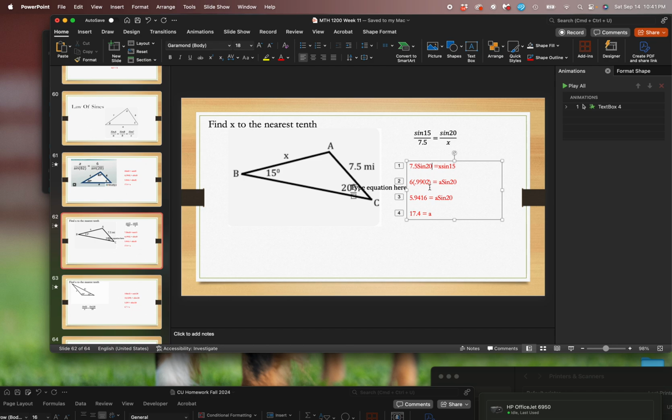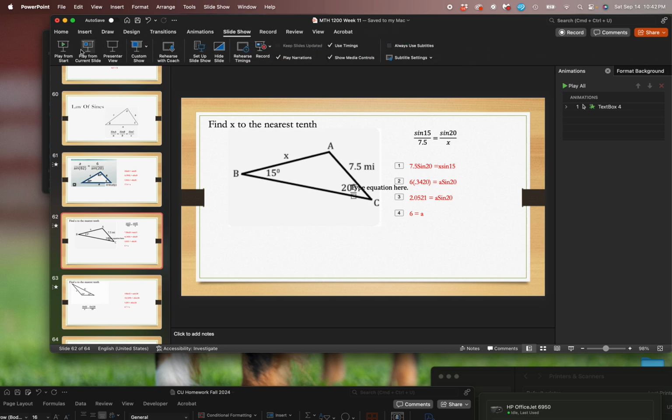So let me look up the sine of 20. 0.3420. And then when I multiply that by 6, I get 2.0521. And then when I divide that by the sine of 20, I get 6. All right, so let's take you through that so that you can see the whole thing again, nice and big on screen.